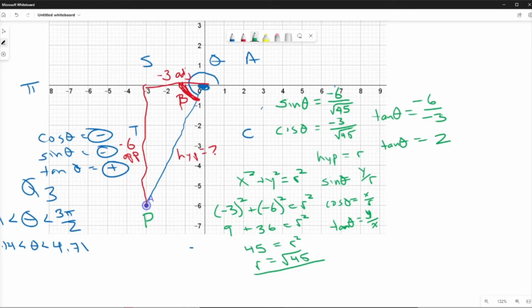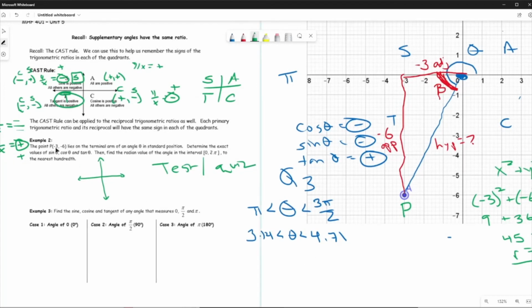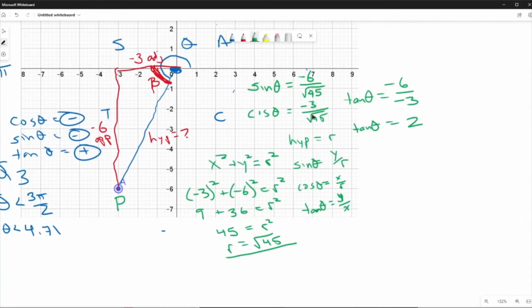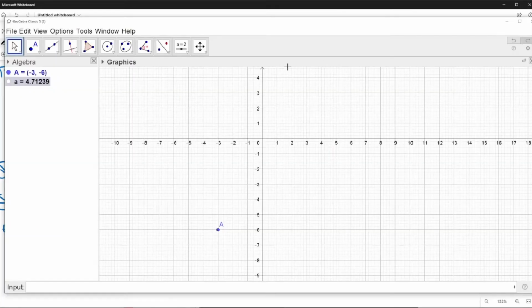So now the question is, what angle? Okay, so this is the answer to the first part of the question, okay? They said the point negative 3, negative 6 lies on the terminal arm of an angle in standard position. Determine the exact values of sine, cos, and tan. Okay, well we did that, right? Sine, cos, and tan, we found them. Negative 6 over root 45, negative 3 over root 45, and 2. Let's prove it. So here I'm going to draw a point at 1, 0. Okay, so here's a point at 1, 0.